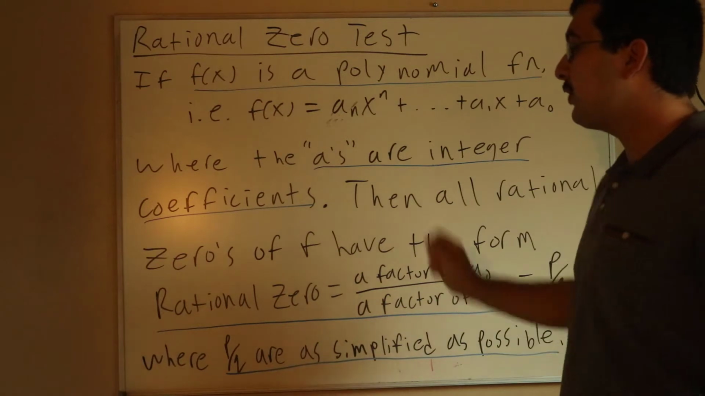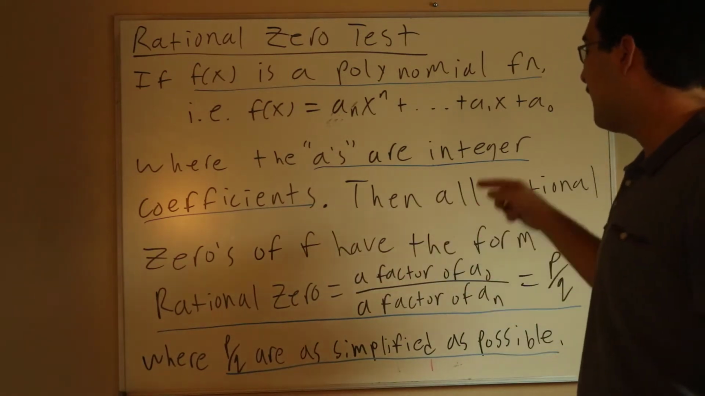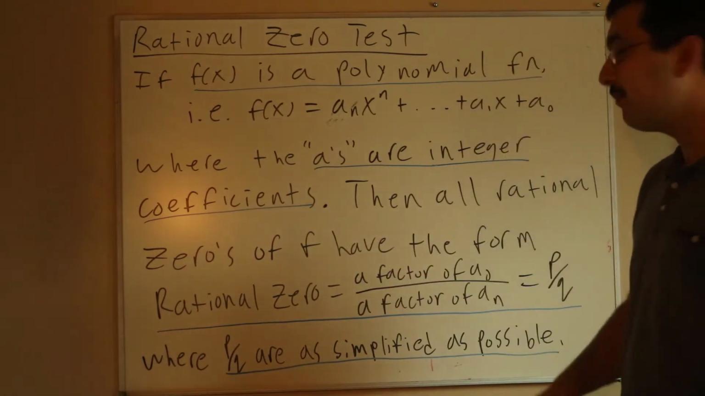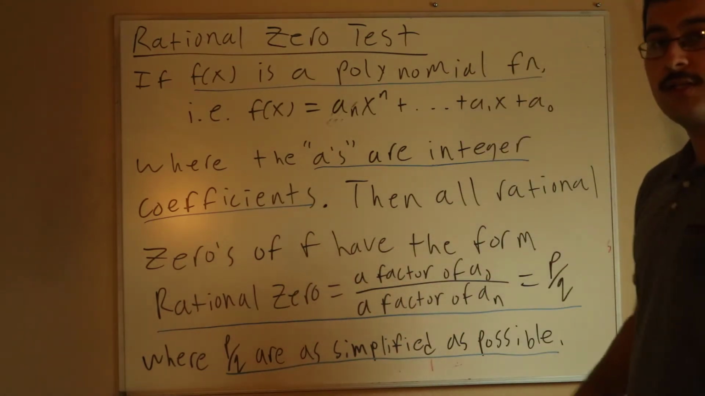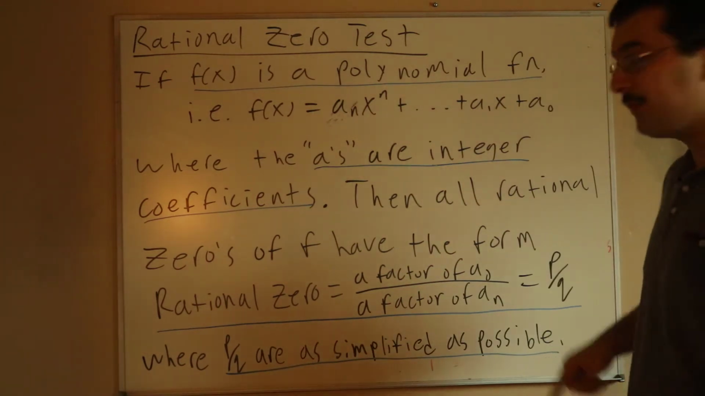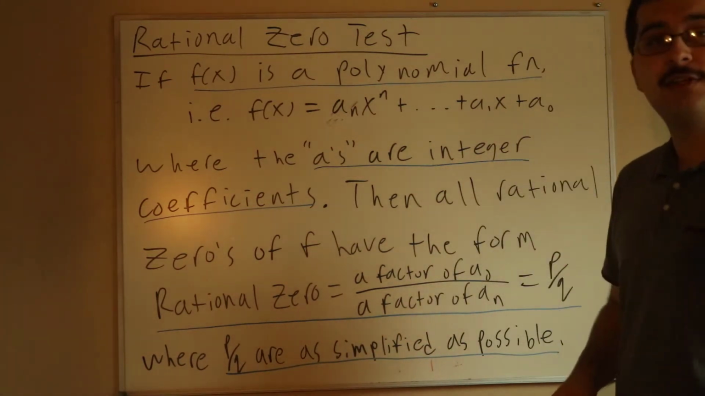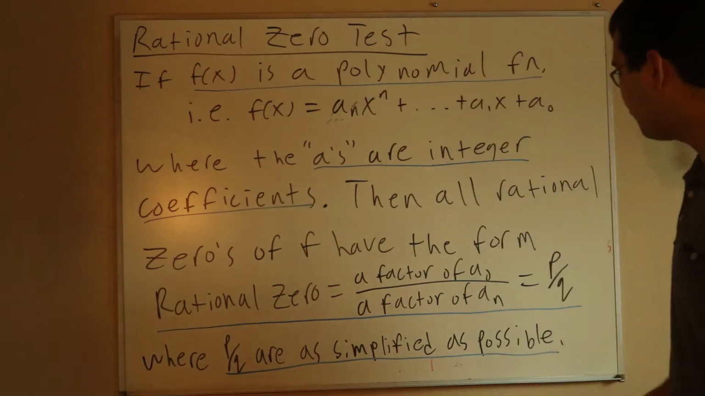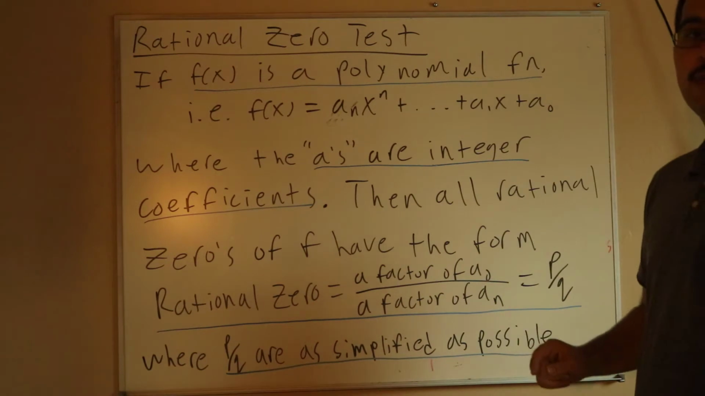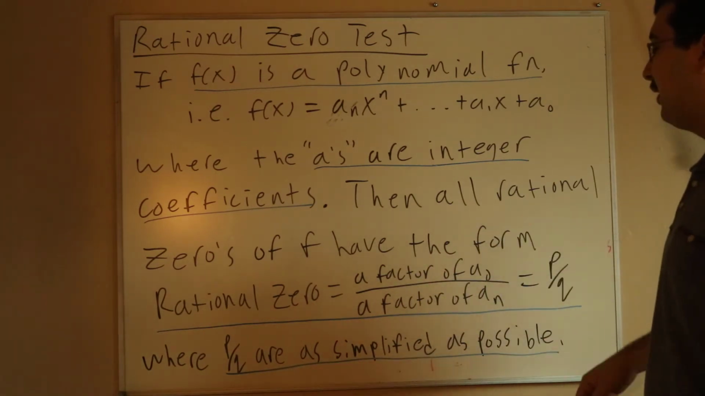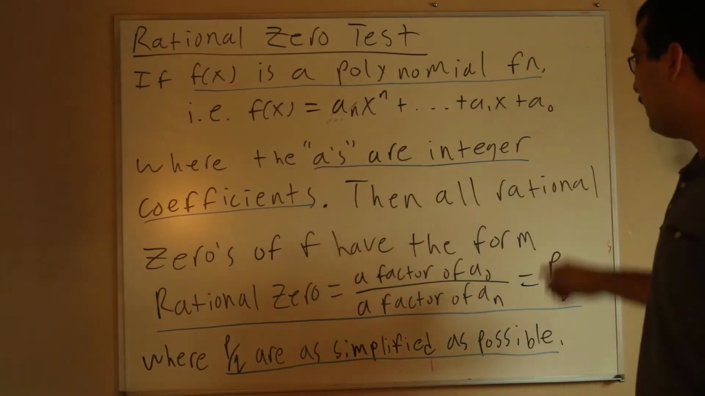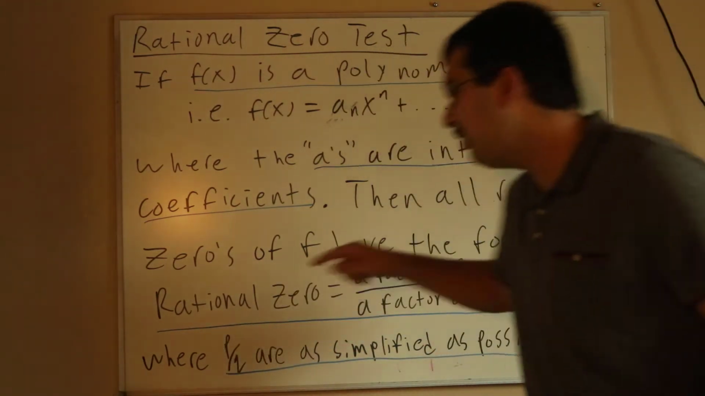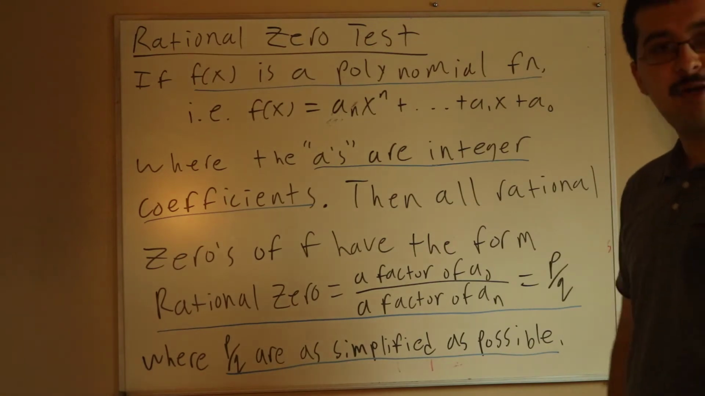Then all rational zeros of f have the following form. The rational zero will equal a factor of a naught, so a factor of that constant term, divided by a factor of a n, the leading coefficient term. And we'll call this p over q. This is how we'll simplify our notation down. So factors of a naught are p, factors of a n are q, and we're going to make the claim that p over q is as simplified as possible.